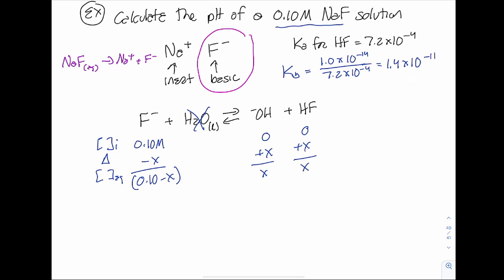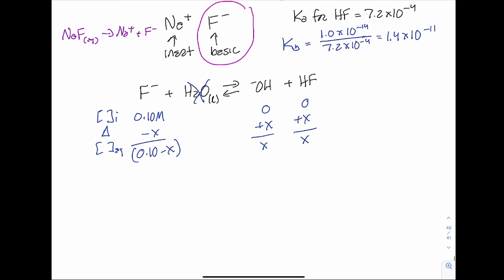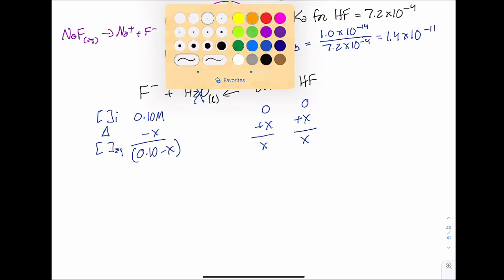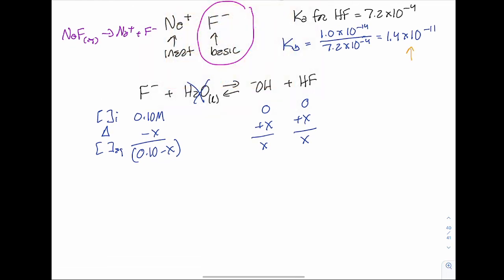I do have some Kas and some Kbs that are not smaller than 10 to the negative third. They do exist, so you can't always ignore them, but most of them are going to have that Ka or Kb that's small.